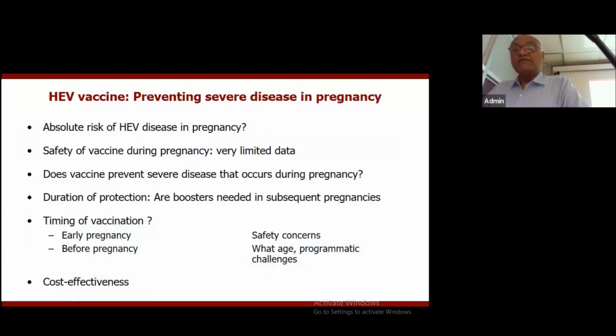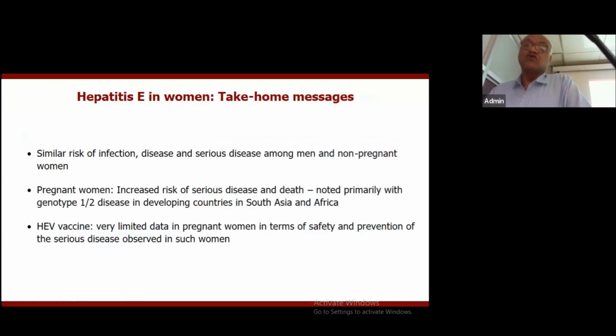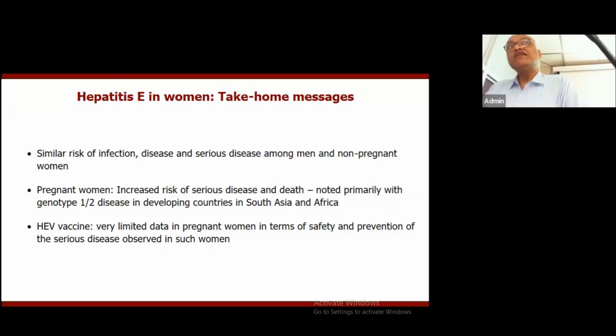So how can we prevent severe disease in pregnancy? Sorry, this is the vaccine part. So the message I have for you is that the risk of disease and serious disease among men and non-pregnant women is similar. So it does not change by gender, but in pregnant women, there is a higher risk of serious disease and death, primarily when the infecting virus is genotype 1 or 2. There is a vaccine available, and whether that can be used, I'll talk about in the next talk.